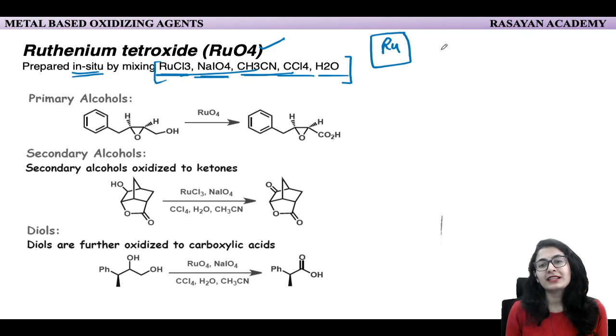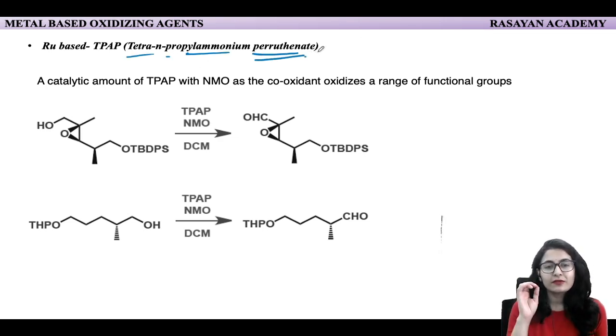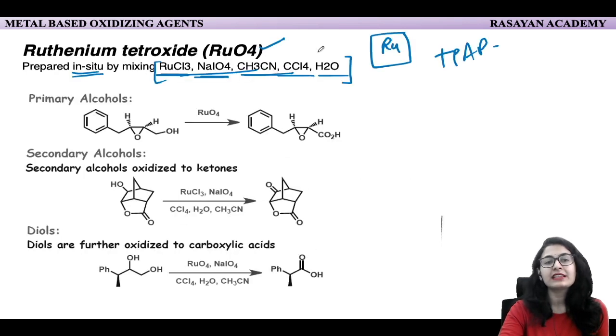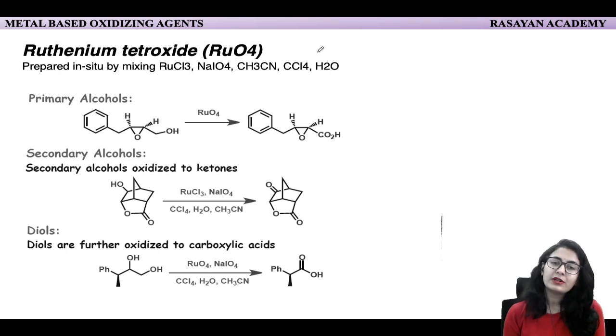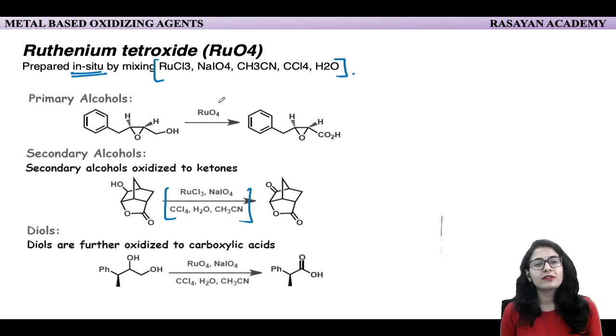The other one is TPAP. Yes, this is right over here. This is the ruthenium based oxidizing agent, tetra-N-propyl ammonium perruthenate. So we will also see this. We will see these two oxidizing agents of ruthenium today and see what are the types of oxidation they do. So as I said, it forms in situ by mixing these reagents. So that's why it is given like this in the examination. Okay, sometimes also given directly.